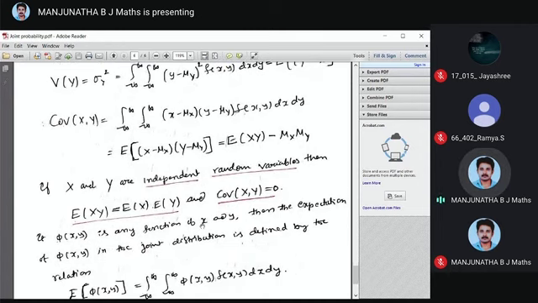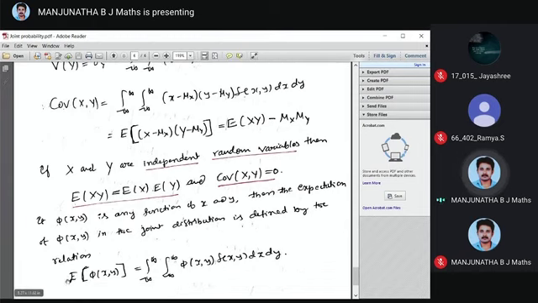Now if x and y are independent random variables, then expectation of xy equals expectation of x into expectation of y, and covariance of x comma y is equal to 0. If phi of x comma y is any function of x and y, then the expectation of phi of x comma y in the joint distribution is defined by the relation: expectation of phi of x comma y is equal to the integral from minus infinity to infinity, integral from minus infinity to infinity, phi of x comma y f of x comma y dx dy.